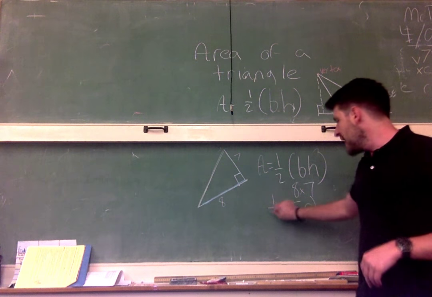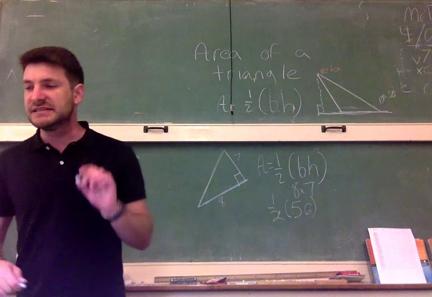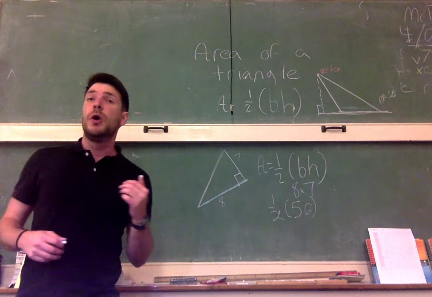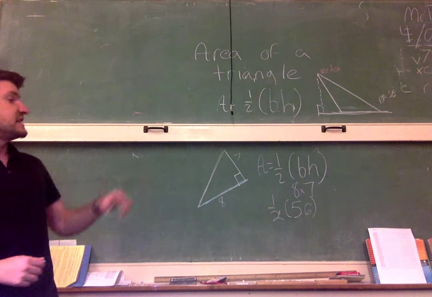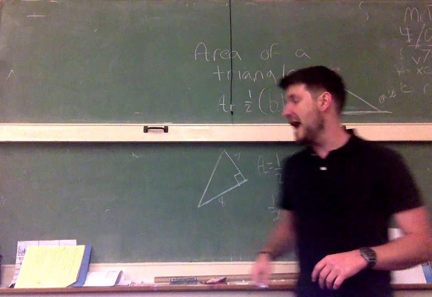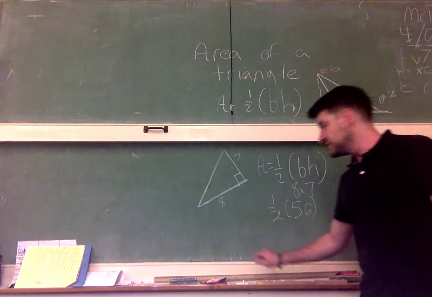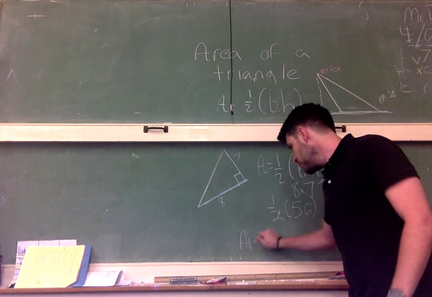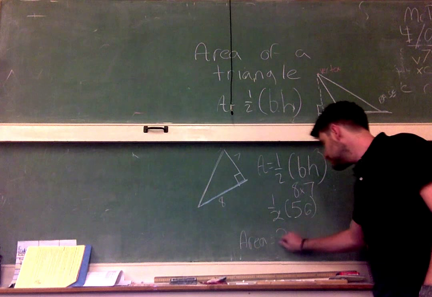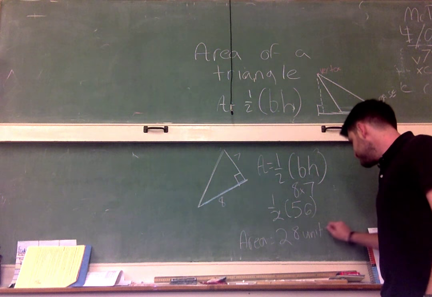So we have 1/2 times 56. You know that when you multiply something by 1/2, it is the same thing as dividing it by 2. So 1/2 times 56 is the same thing as 56 divided by 2, which means our area will be 28 units squared, or square units.